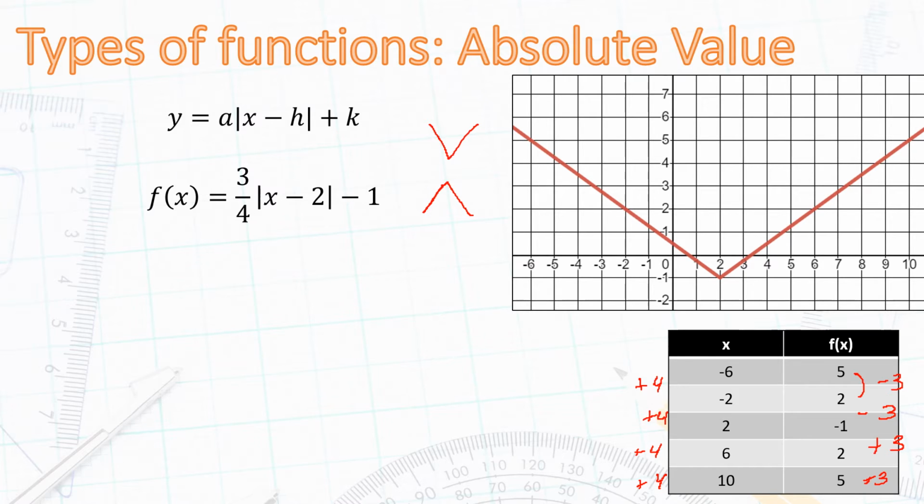So you want to watch out for that V shape, and the equation is very easy to recognize. It's got these 2 vertical bars in there. Not number ones, they're vertical bars, so that's absolute value. So our function here would be 3/4 times the absolute value of x minus 2, minus 1.